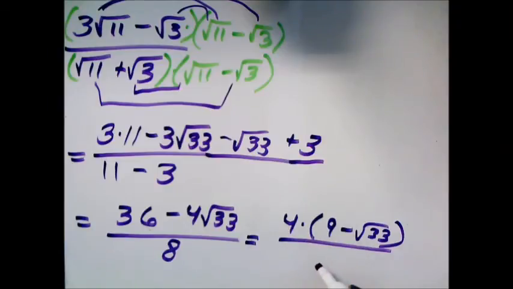Now I can look at canceling this with the 8 down here because 8 also has a factor of 2. See, a factor means it has to be multiplied to give you that. So I end up with 9 minus square root of 33 all over 2.